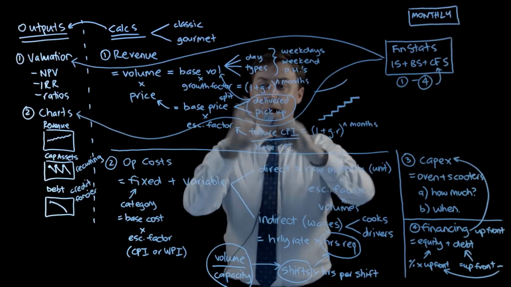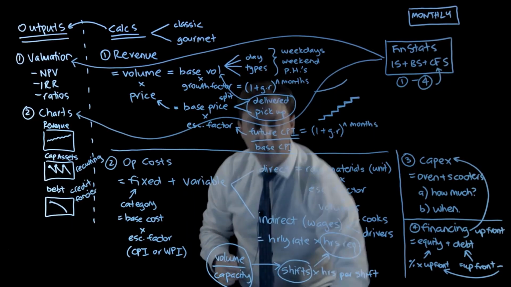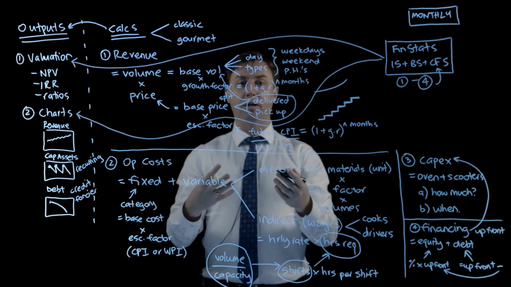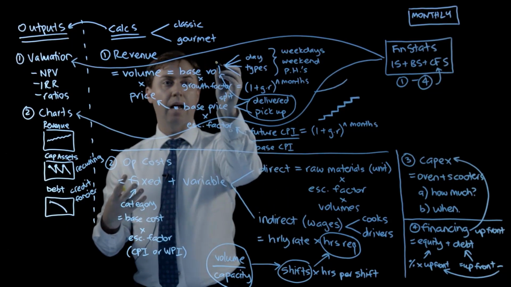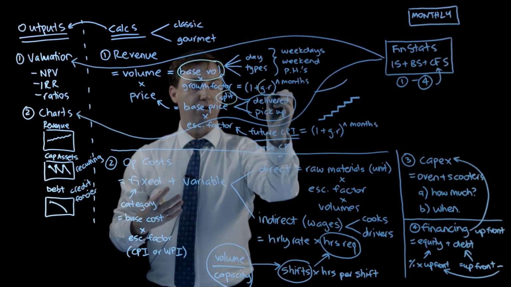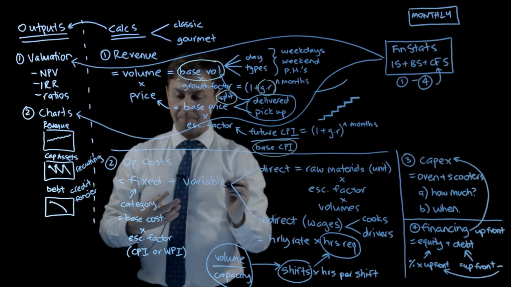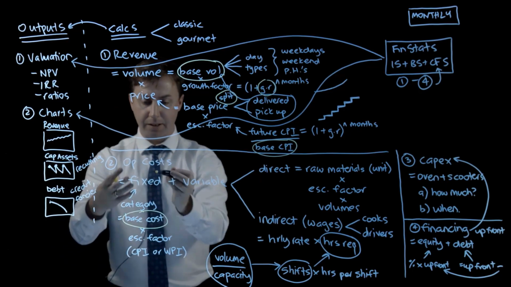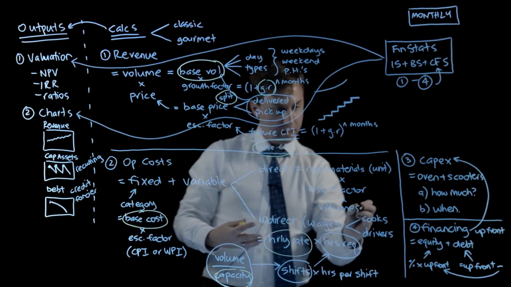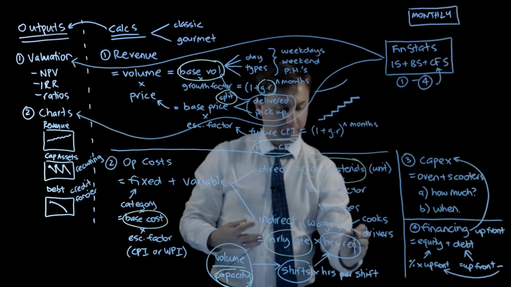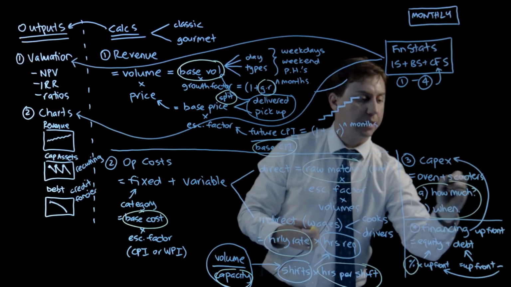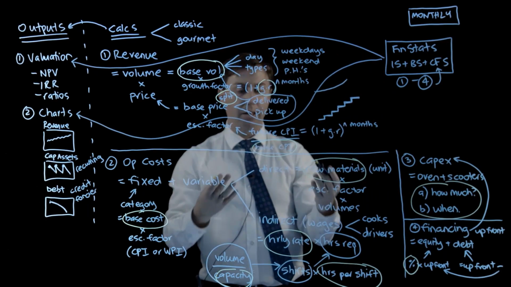And now that we've mapped all of those ideas of the logic out, what we can do is actually highlight all of the elements that are going to require us to make assumptions. So things like our base volumes, the split between delivered and pickup, our growth rates, our base CPI, our fixed cost base, our capacity of our workers, the hourly rates, the raw materials unit pricing, the hours per shift, the equity percentage split, how much and when of our CapEx. All of these are essentially the inputs of our model.